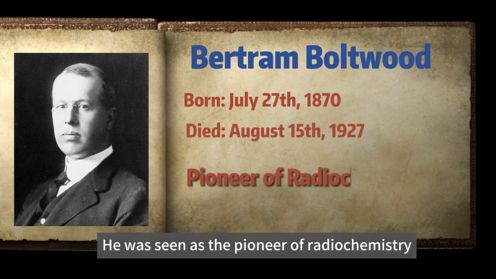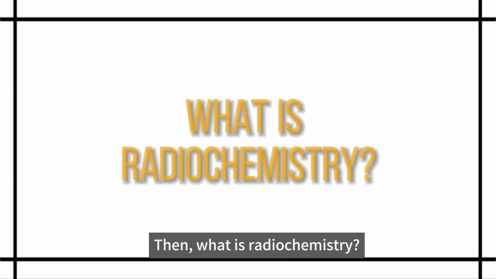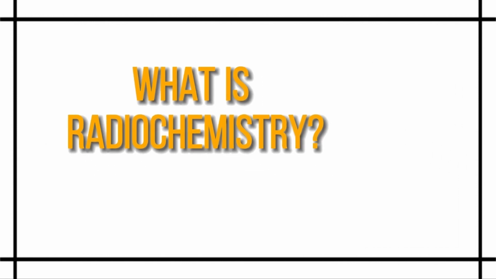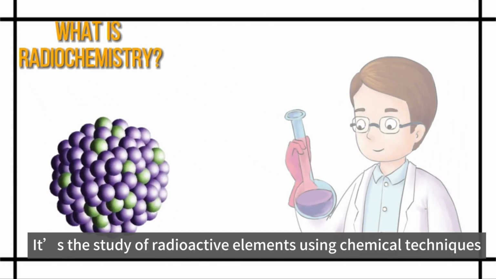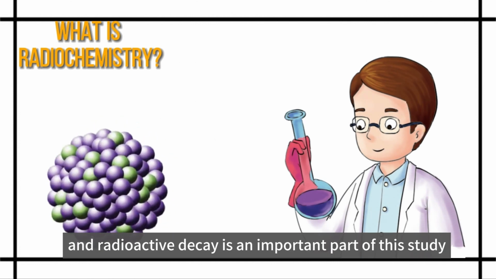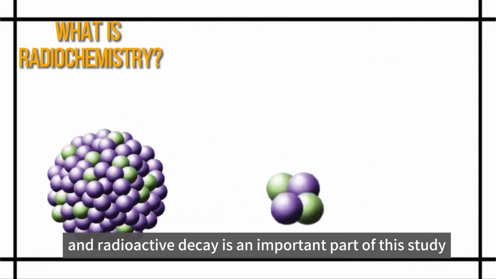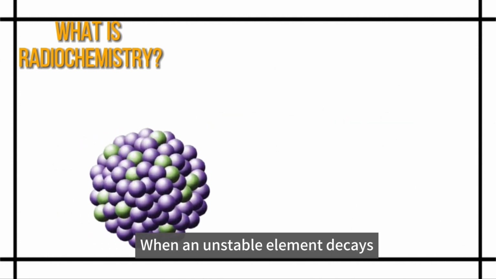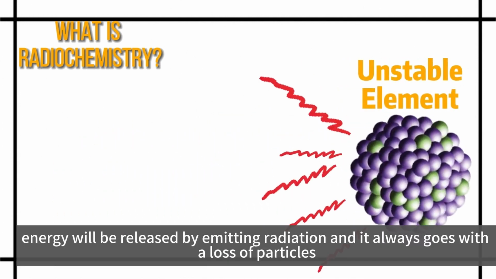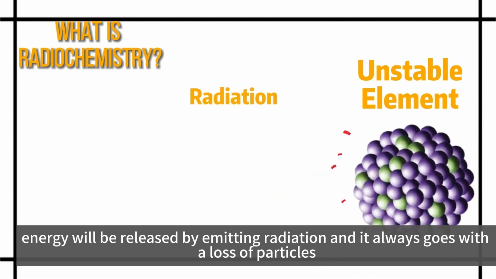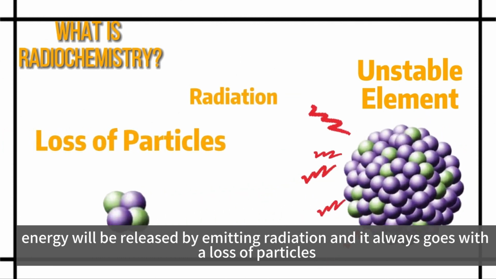He was seen as the pioneer of radiochemistry. Then, what is radiochemistry? It is the study of radioactive elements using chemical techniques, and radioactive decay is an important part of this study. When an unstable element decays, energy will be released by emitting radiation, and it always goes with a loss of particles.